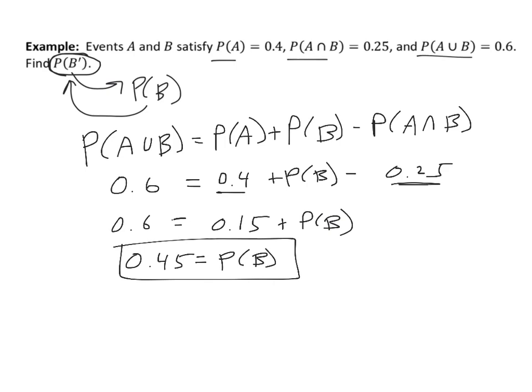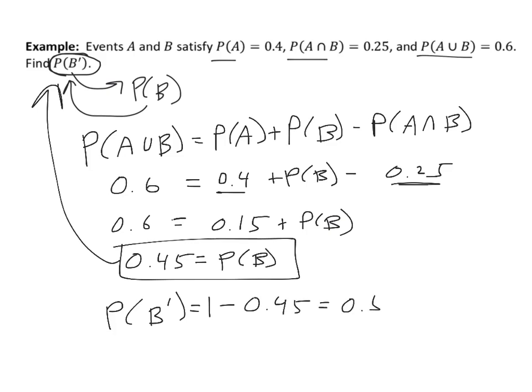Oops, and I just realized that I boxed that. It's not really fair for me to box that because that's not the answer. The question wanted the probability of not B, so I need to do 1 minus that, which means my answer is going to be 0.55. Okay, so this is the final answer to the problem.